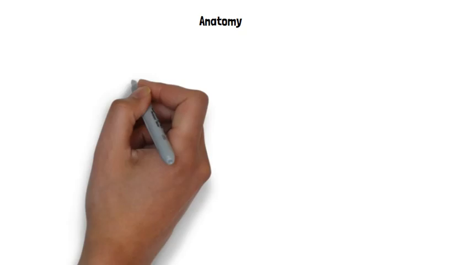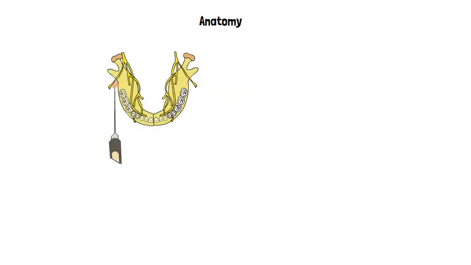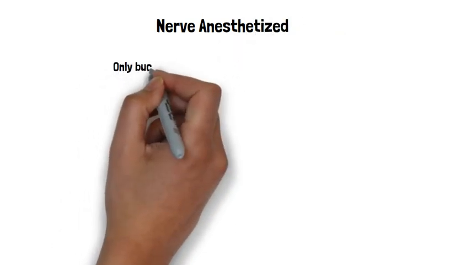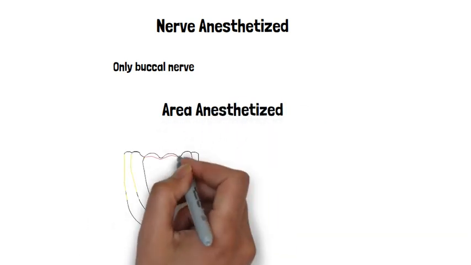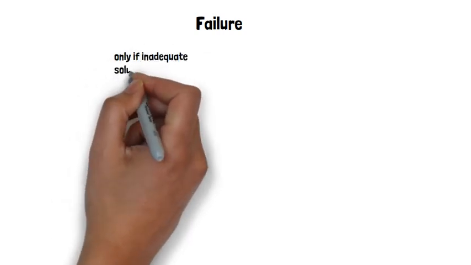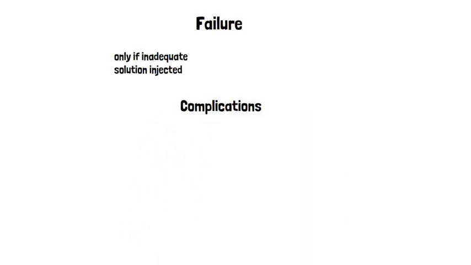The buccal nerve is a branch of the mandibular division of the trigeminal nerve and it passes over the anterior border of the ramus, which is the main target area of local anesthetic injection for the buccal nerve block. Buccal nerve provides sensory innervation to the buccal soft tissue adjacent to the mandibular molars. The only nerve anesthetized with buccal nerve block is the buccal nerve, and the areas anesthetized are buccal soft tissue and periosteum buccal to the mandibular molar teeth. The buccal nerve block rarely fails, only if inadequate solution of local anesthetic is injected. Complications are very rare, but to mention, hematoma can occur.